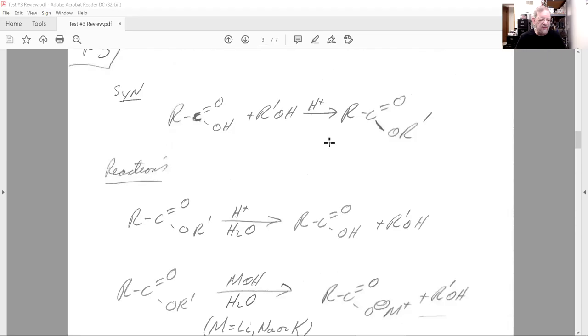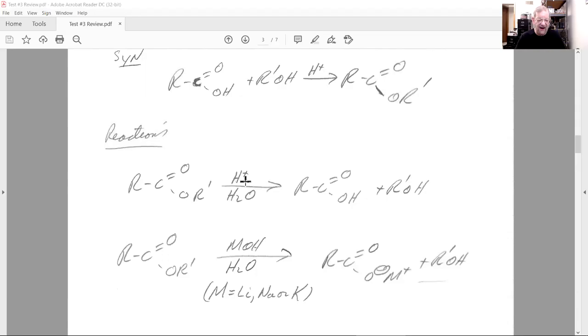Now, what are reactions of esters? First of all, if you take an ester and react it with acid and water, H plus is acid, it's called acid hydrolysis of an ester. You get back the carboxylic acid and the alcohol you would have used to make that ester. And remember, the carbon with the oxygen in R prime is the carbon with the hydroxyl group in the alcohol.